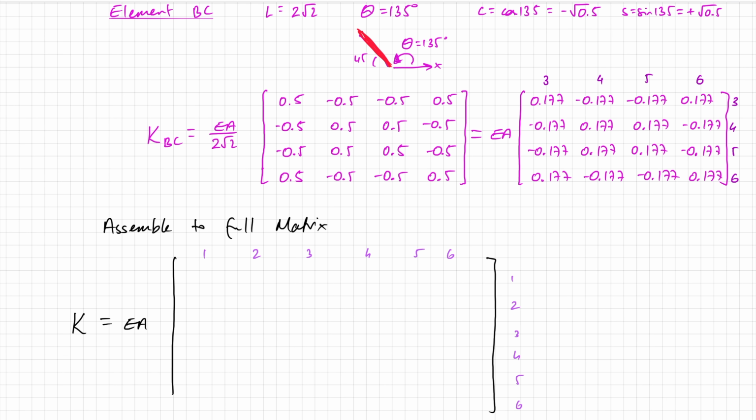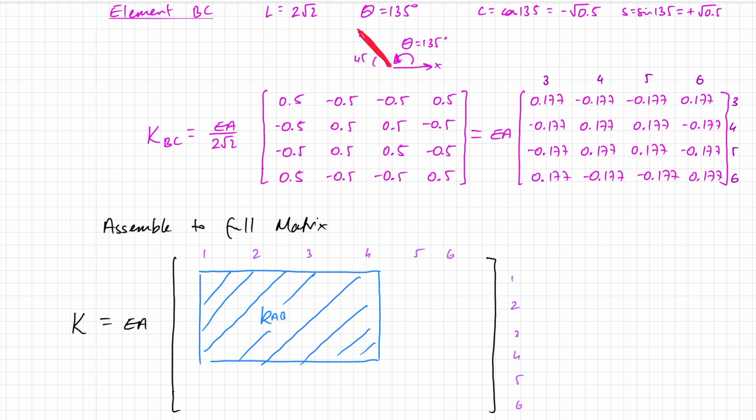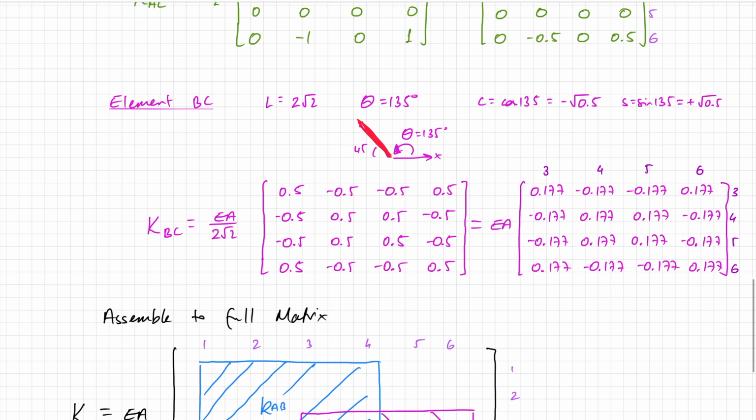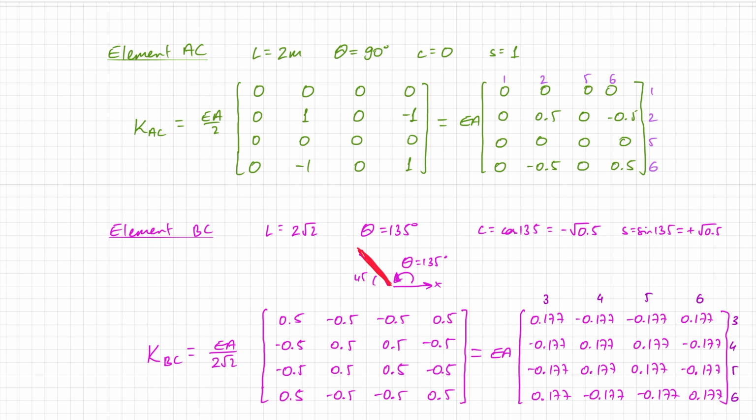Okay, so let's have a look at this. The members for KAB are between degrees of freedom 1, 2, and 3, 4. So 1, 2, 3, 4 here, and then down here to get 1, 2, 3, 4. This is where KAB is going to sit. Then I have KBC, which we just solved here, and we said it was 3, 4, 5, 6. So 3, 4, 5, 6 gives me this location here, and that is KBC. And the very last one that I have, which is this one here, KAC, is 1, 2, 5, and 6.